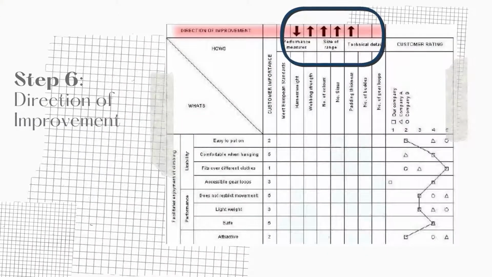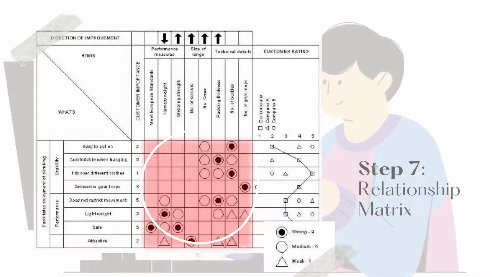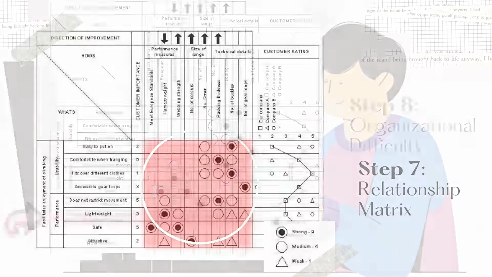Then we have the sixth step, direction of improvement, and as the team defines the technical descriptors, every single technical descriptor must have a direction of movement. The seventh step is the relationship matrix, where the team determines the relationship between customer needs and the company's ability to meet those needs. It means the relationship between customer requirements and the design requirements. For this, it is represented with symbols in the categories of strong, medium, and weak.